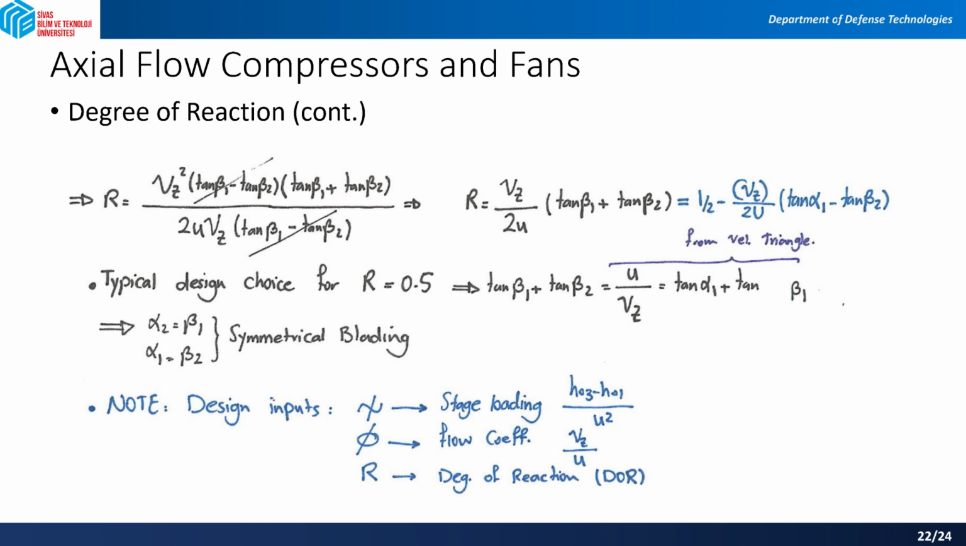As our design inputs, we have the stage loading or loading coefficient psi, we have the flow coefficient, and we have the degree of reaction. We said that normally we take the degree of reaction equal to 0.5 in the preliminary stages of design, and you have a loading coefficient and flow coefficient that are defined by these two equations.